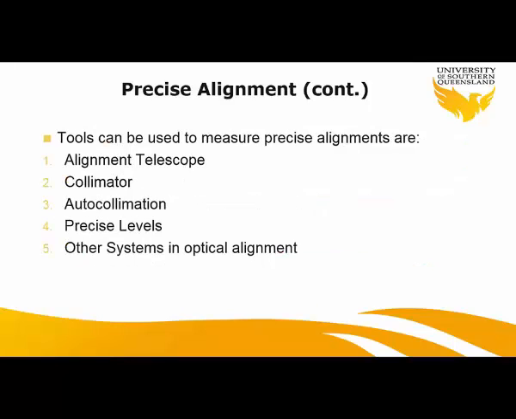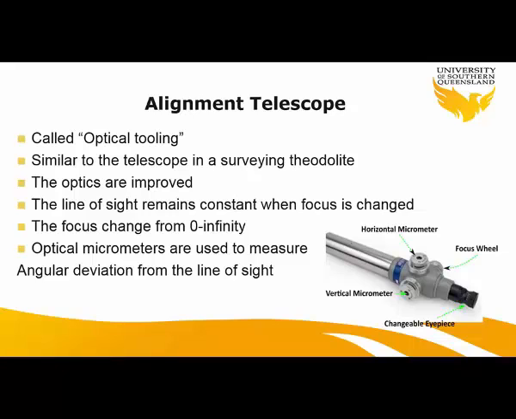The tools that can be used to measure precise alignment are the alignment telescope, collimator, autocollimator, precise levels, and different systems that I'm not going through, I'm just mentioning them, but it's always good to know what is on the market. So let's start with the alignment telescope. As I said, we call it optical tooling.